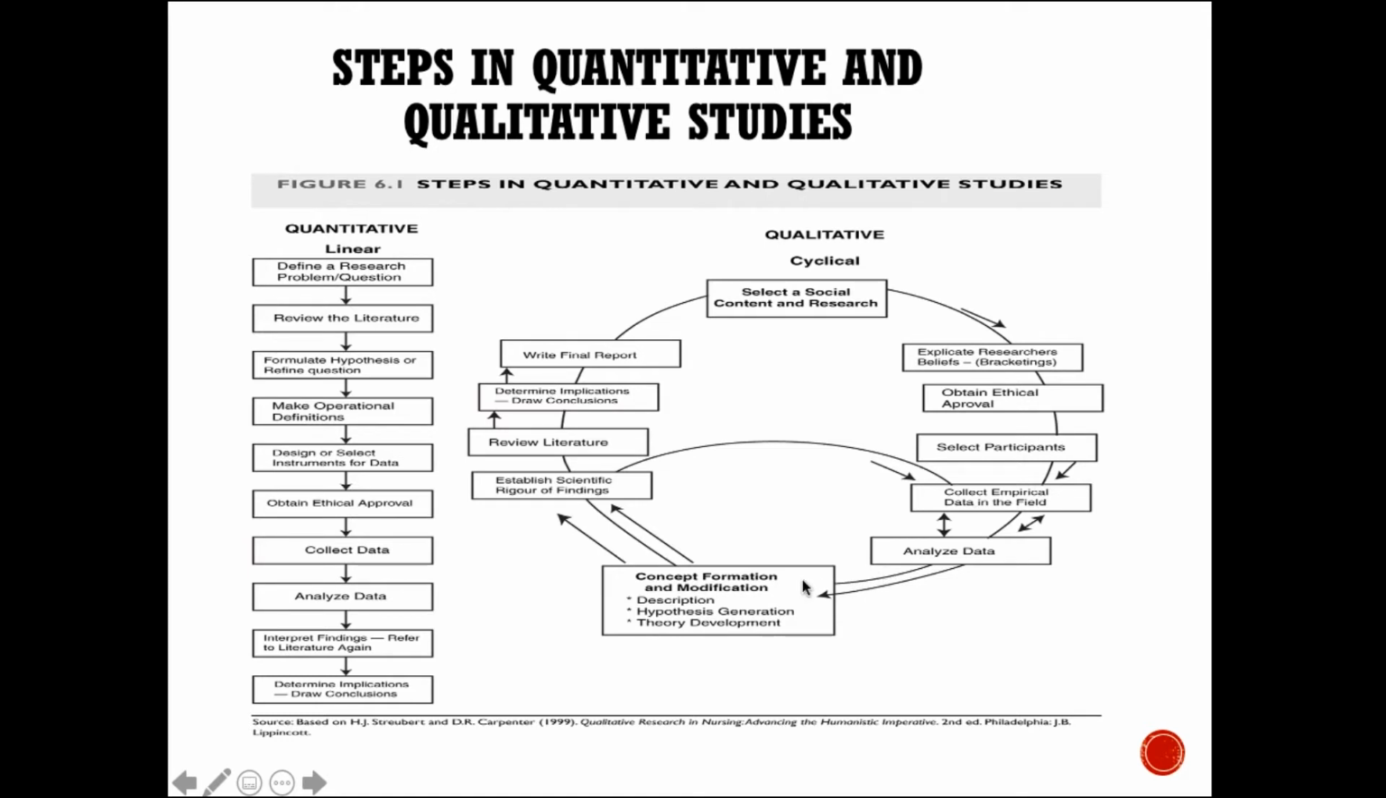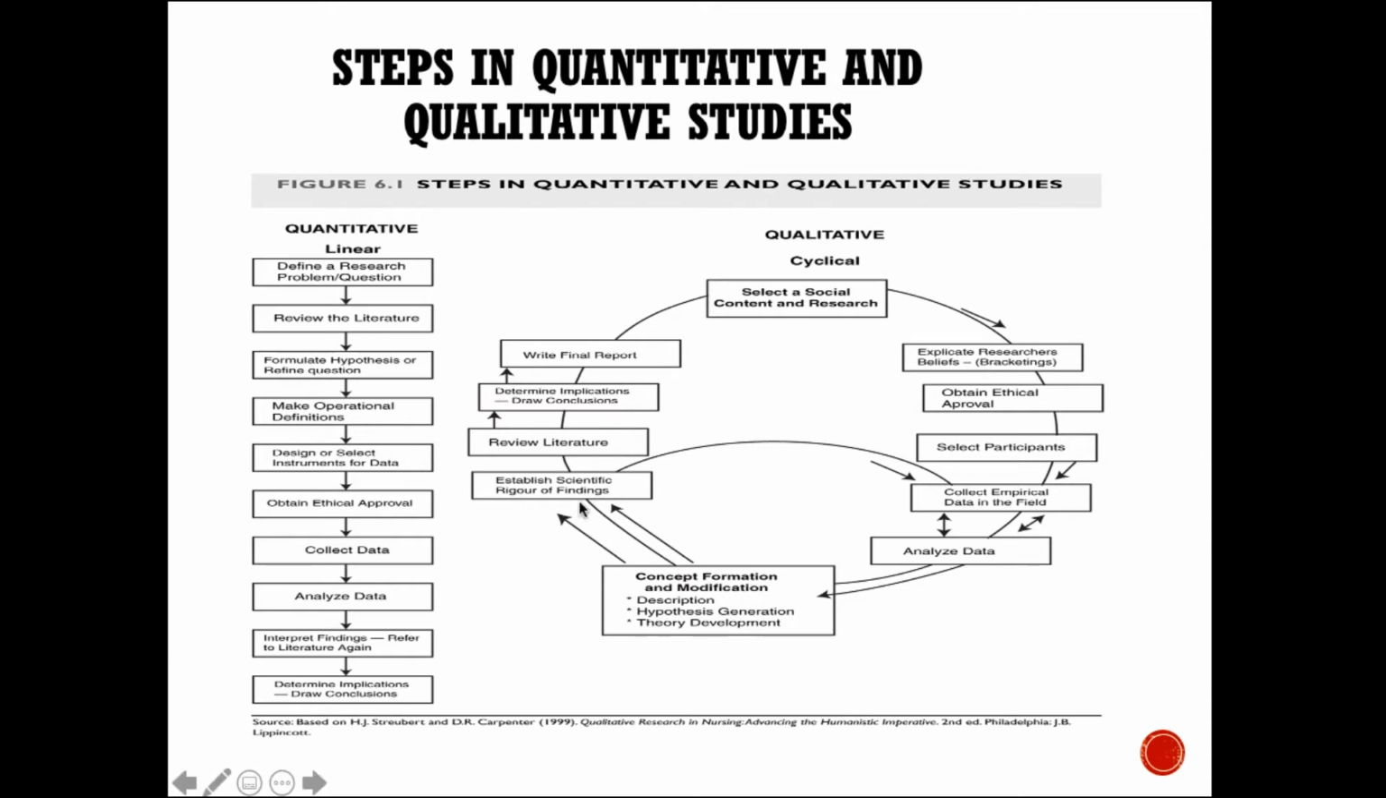Then you come to the concept formation and modification, where you describe your data and see what the causes and the themes are. You see what the patterns or regularities are. You develop your tentative hypothesis, and you come out to the theory development. After you do that, if you feel that it is not enough, then you go back, analyze, collect the data, and analyze, collect the data, come back.